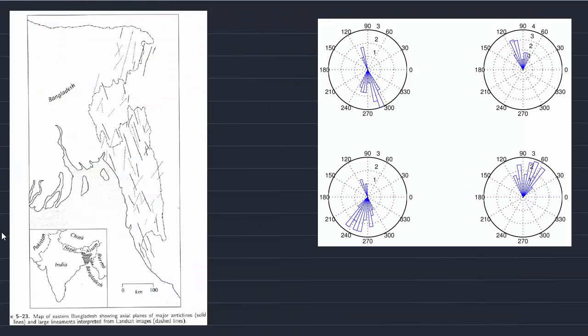An example that Davis gives deals with oriented data, so it's not directional data, but orientations that have the 180-degree ambiguity. He's looking at the directions of axial planes of major anticlines in eastern Bangladesh. The anticlines are marked by the solid lines, and he wants to know whether the directions of the anticlines are similar or statistically equivalent to the directions of large lineaments seen in Landsat images or satellite images, and those are marked by the dashed lines.